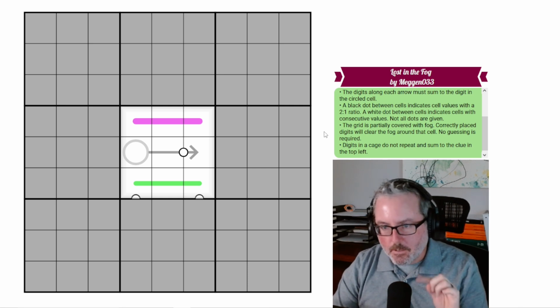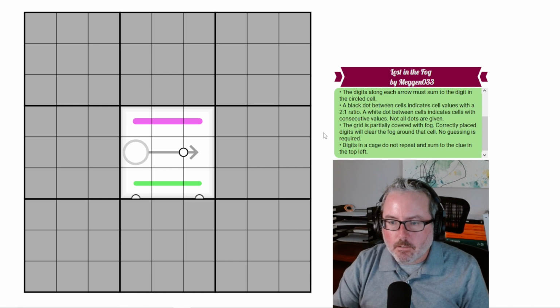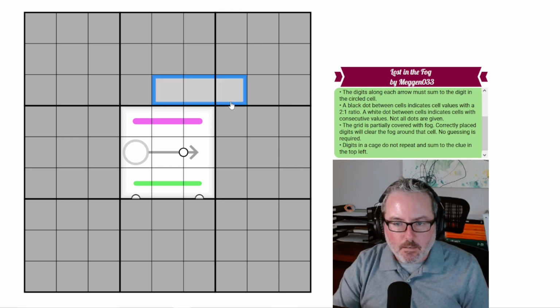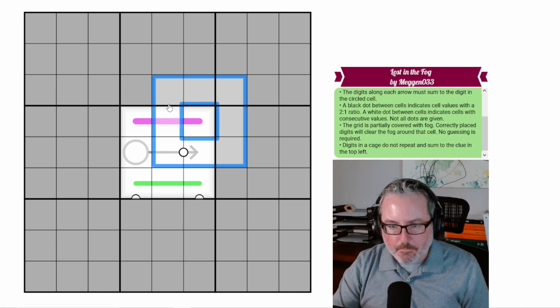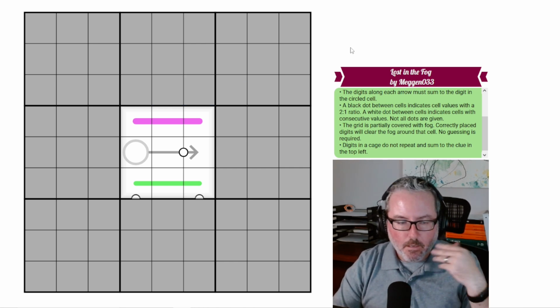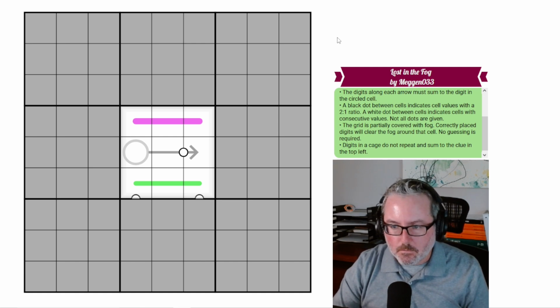So then we can go to our fog. The grid is covered in fog. Correctly placed digits will clear the fog around that cell. No guessing is required. So if we were to figure out what this digit was, the areas around it in the 3x3 box would therefore be clear of fog, so these would all clear, and then we will find new clues behind that fog that we can then continue to work the puzzle.